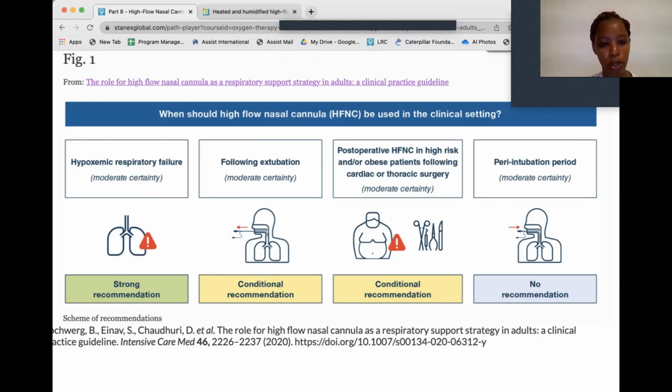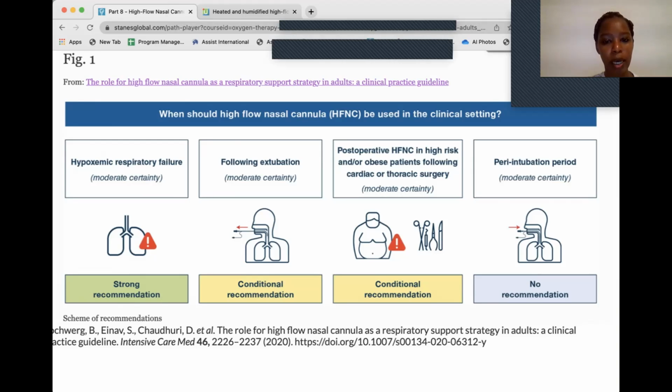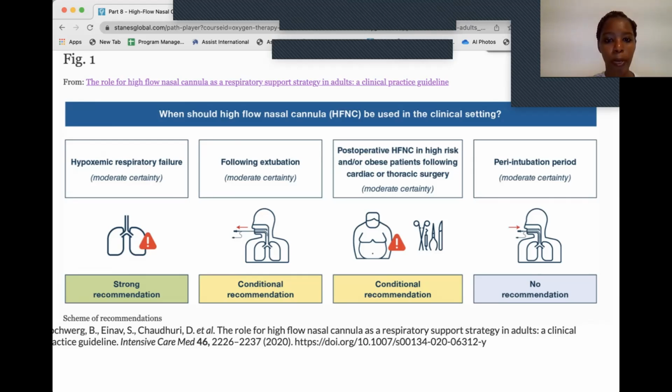You can go gradually. Then you can use it also post-operatively in high risk or obese patients, cardiac or thoracic surgery. These are patients whose oxygen requirement tends to be high post-op. So you want to maintain the oxygen high. So this is also another indication.